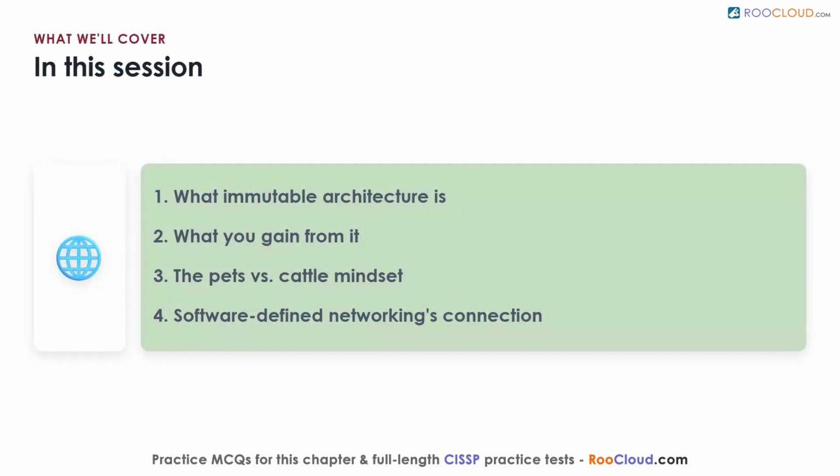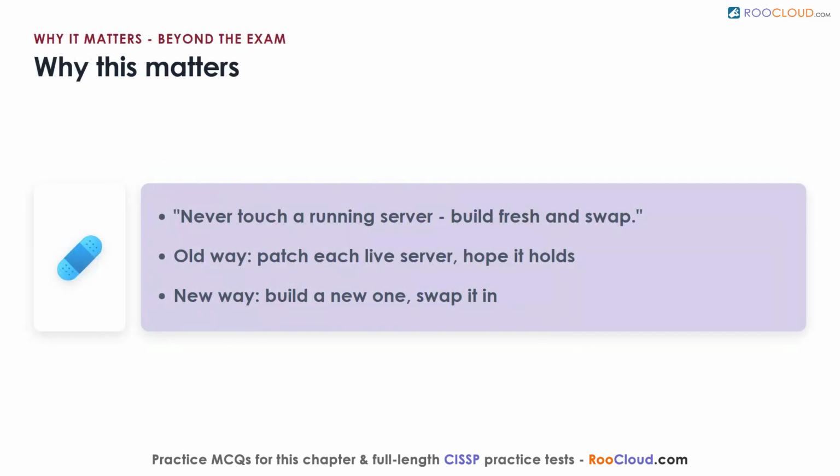In this session, we'll unpack immutable architecture. We'll answer 4 questions. What is immutable architecture? What do you actually gain from it? How does the pets versus cattle mindset explain it? And what is software-defined networking's connection to it? Why does this matter beyond the exam? Because it changes how you handle failure and change in production.